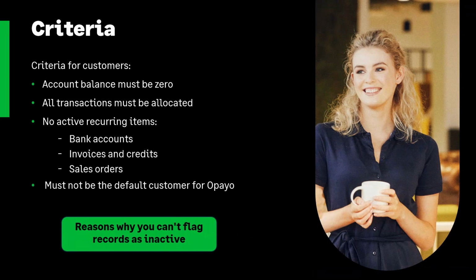And also, if you can't flag the record as inactive, it brings up the information message with a little link, which we just saw there, and that takes you to the help center. So not only does it give you the reason as to why you can't mark it as inactive, but it also will take you to a link on the help center, which for that particular reason, it was for unallocated transactions.